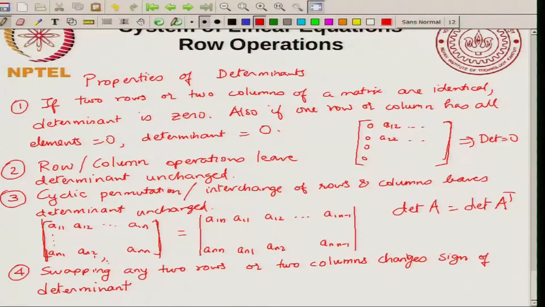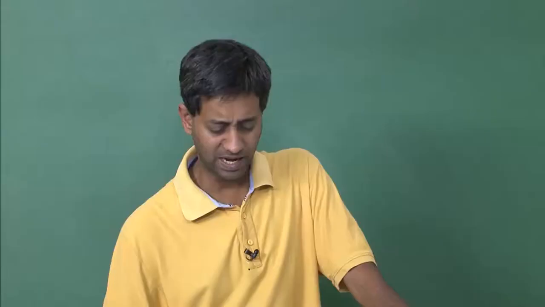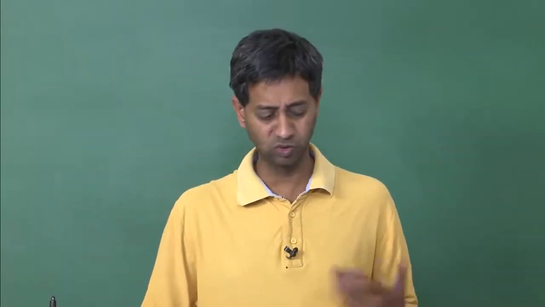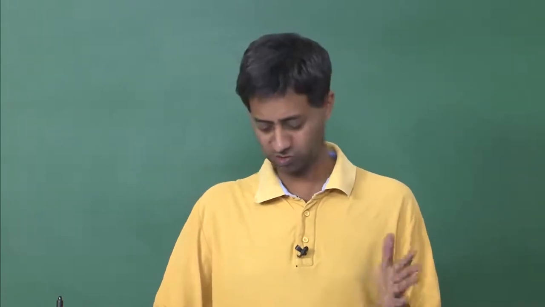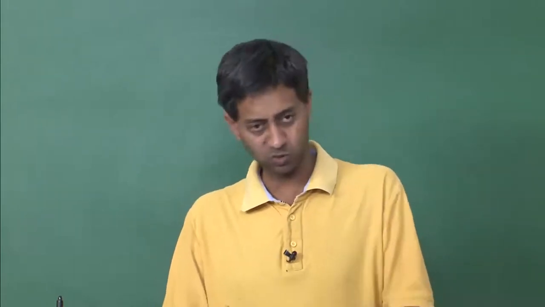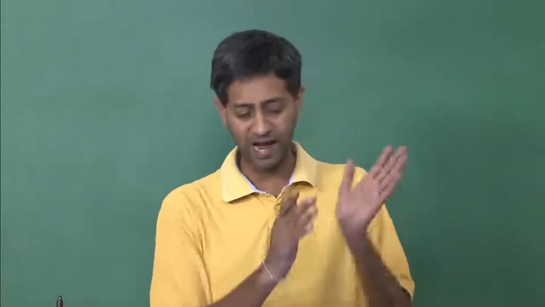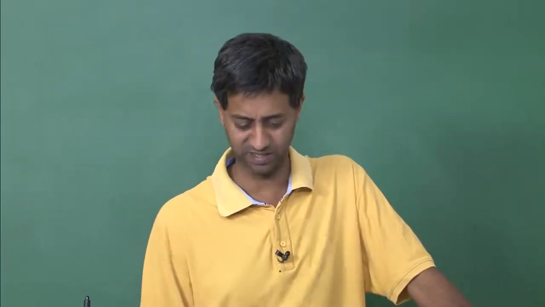Okay, so these are some of the properties of matrices and determinants. And you can use these to solve equations very quickly. Whenever convenient, you swap rows or columns, or you add rows and columns, or you take linear combinations so that your calculations become easy.